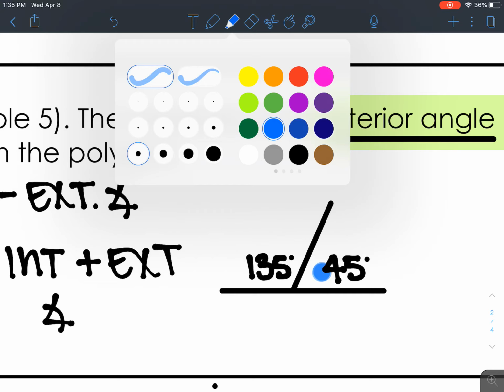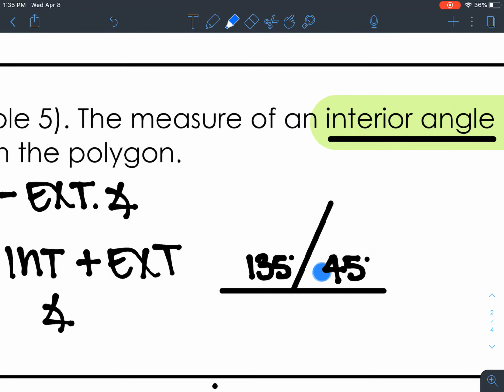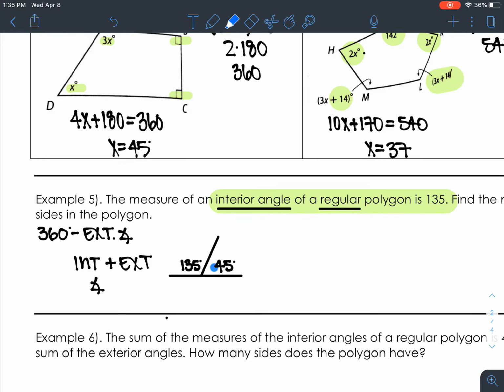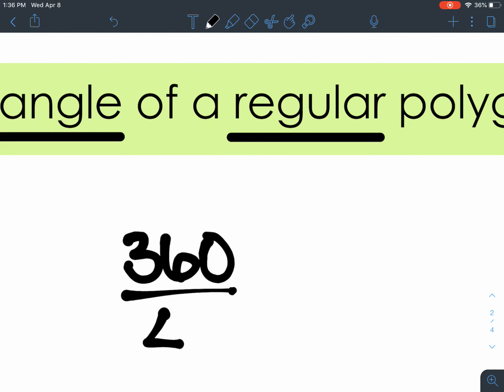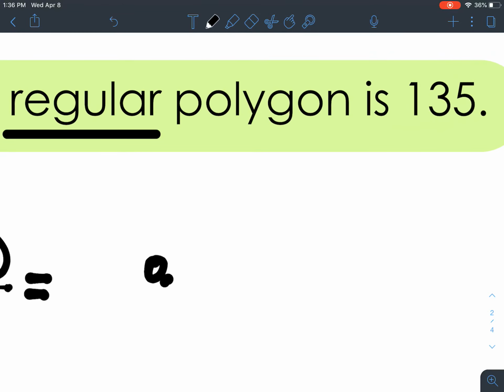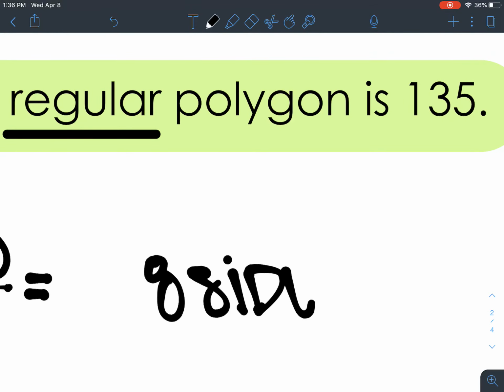So let's talk about the significance of that 45 degrees. That 45 degrees represents the exterior angle. And we know that if the polygon is regular, all those exterior angles have to be congruent. So every single exterior angle has to be 45 degrees, and those exterior angles have to add up to 360 degrees. So all we're going to do is take the 360 and divide it by the 45 to find out how many angles have to be 45 degrees. And what we would find is that there are 8 sides on that polygon.